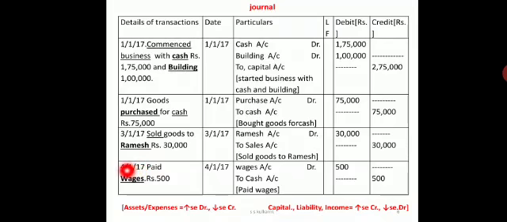Next on fourth, I have paid wages. Now wages are always met in cash. Wage is an expense. So wage account is debited because increase in expense. To cash, reduction of cash is done by 500, so it is credited. Narration: paid wages.